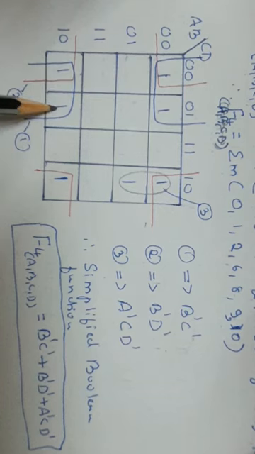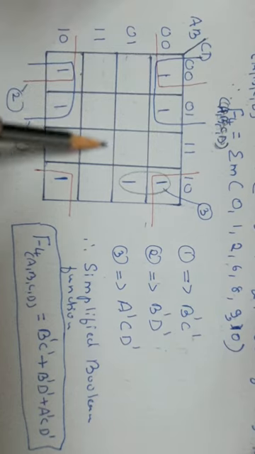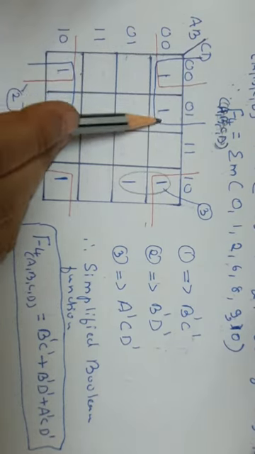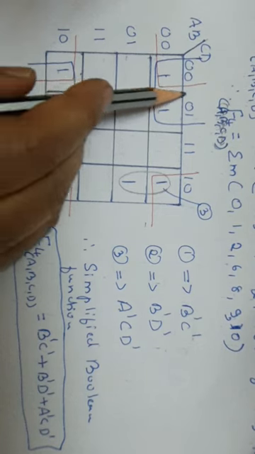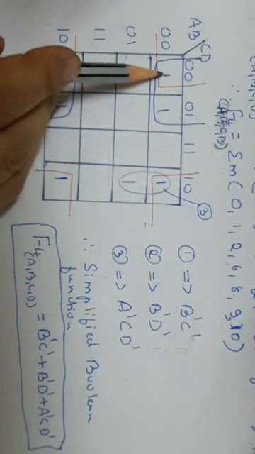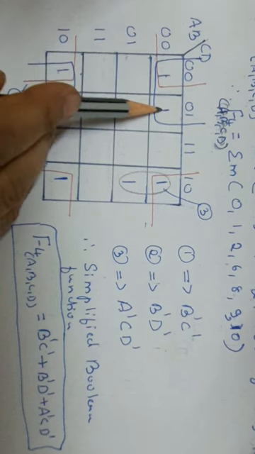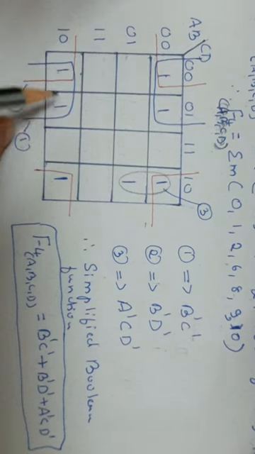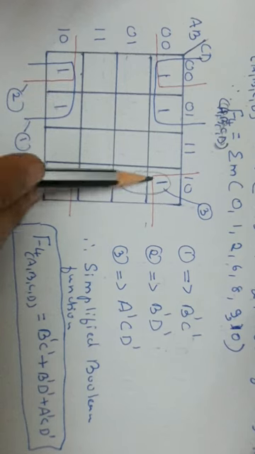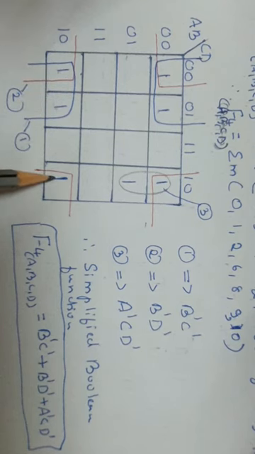These two and these two form a group, that is group 1. How? If you take a fold on this line, these two fall on this. And again, on this line, if you take a fold, all come and fall on one square. Hence, these two and these two, all four form one group. That is a quad, a group of four ones. So these four ones are covered. Now these three ones we have to cover.